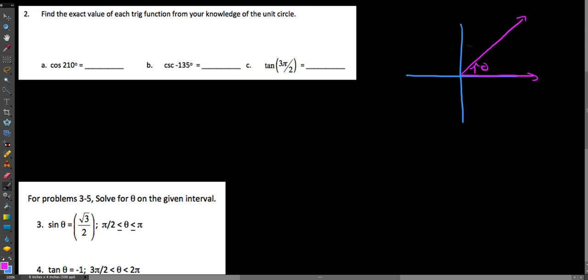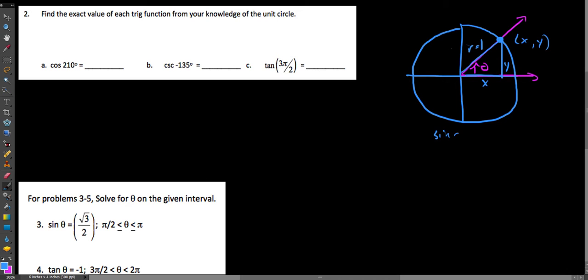Here's our angle theta. When we talk about our definitions of the trig functions, we often represent these in terms of some point (x, y) on the terminal side intersecting a circle of radius r. If this is our unit circle, then we know our radius has a length of 1. So the definition of sine, which is y over r, becomes y over 1. In other words, the y value of this point gives us the sine value of this angle.